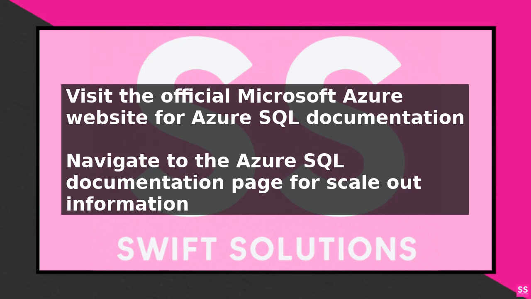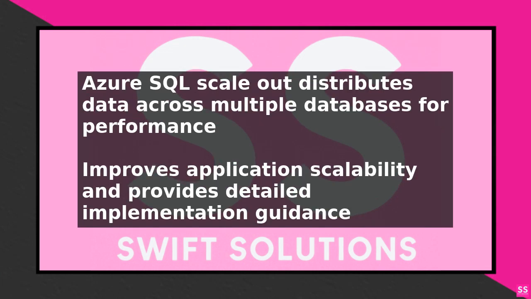On this page, you can find links to various topics, including Scale-Out, which is also known as distributed database or sharding. Azure SQL Scale-Out allows you to distribute your data across multiple databases, which can improve the performance and scalability of your application. To learn more about Scale-Out, click on the Scale-Out link, which will take you to a detailed page that explains the concept, benefits, and best practices for implementing Scale-Out in Azure SQL.